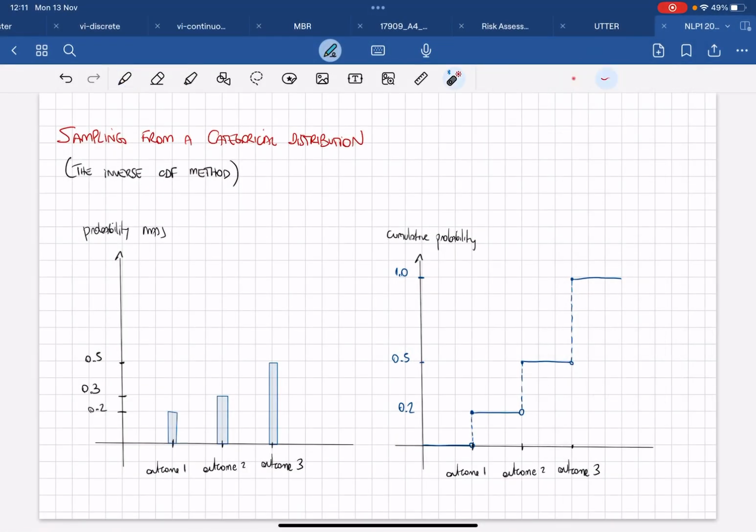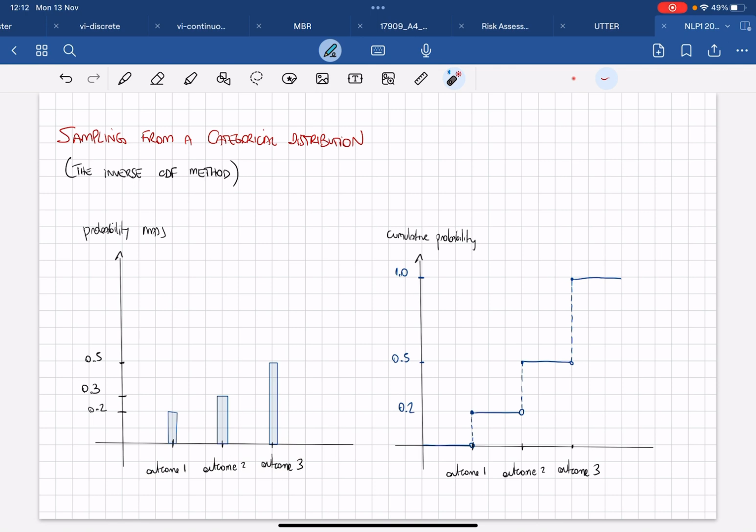Hello. So this very short video is to show you how to sample from a categorical distribution using what's known as the inverse CDF method. There are other methods, but this is the simplest one. So here I have a categorical distribution. I show you the probability mass function, and I am pretending I only have 3 outcomes, but this generalizes to however many outcomes you have.